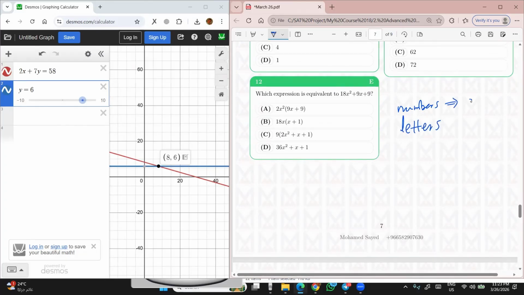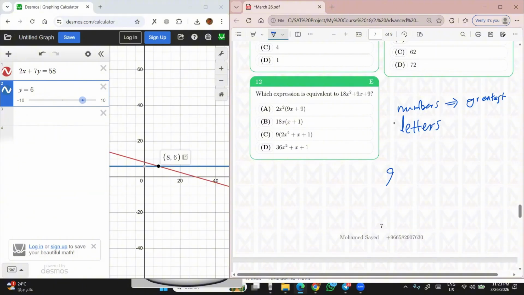In the numbers, take the greatest number that you can divide all of them by. We can divide 18 and 9 and 9 by 3. That's okay. You can also divide by 1, but 1 does not make any change. But you can get the greatest number to divide, which is 9. You can divide all of these 3 numbers by 9. So we get 9 outside, and then let's look at the letters.